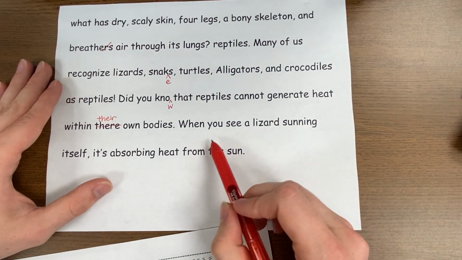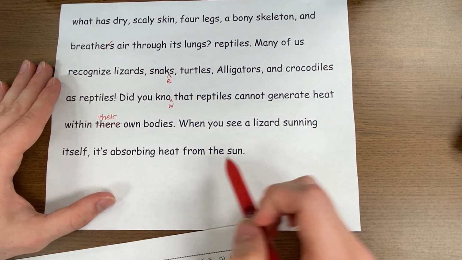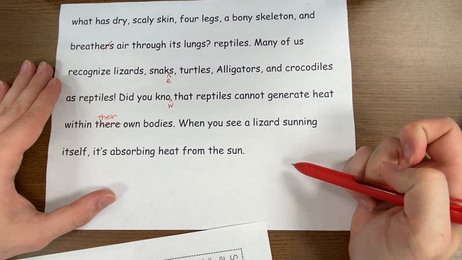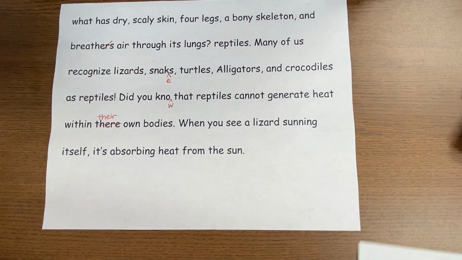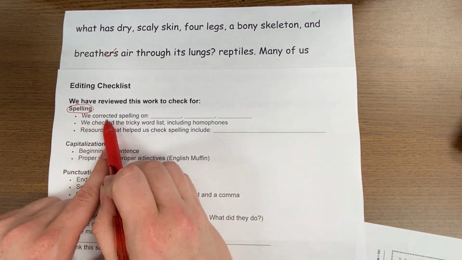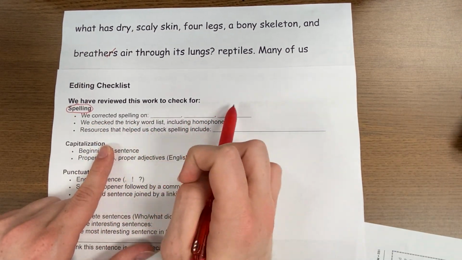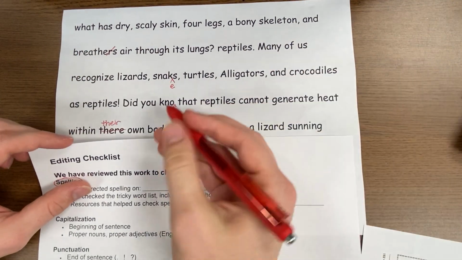The last sentence says, "When you see a lizard sunning itself, it's absorbing heat from the sun." I don't see any spelling mistakes there, so I think I'm good. So now I'm going to go back to my checklist. The first part says, "We corrected spelling on blank, blank, and blank." Well, I need to add what words we corrected spelling on, at least 3 of them.